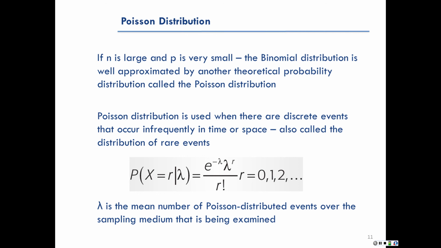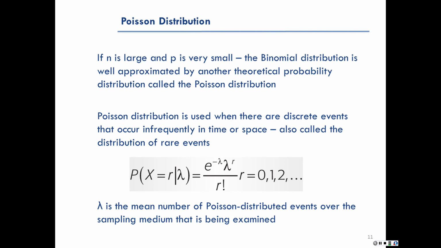So if n, the number of trials, is large, and p, the probability of success on any trial, is very small, the binomial distribution is well approximated by this other probability distribution called the Poisson distribution. This distribution is used when there are discrete events that occur infrequently in time or space. It's also called the distribution of rare events. And you can see the formula there. Don't worry about memorizing that at all.